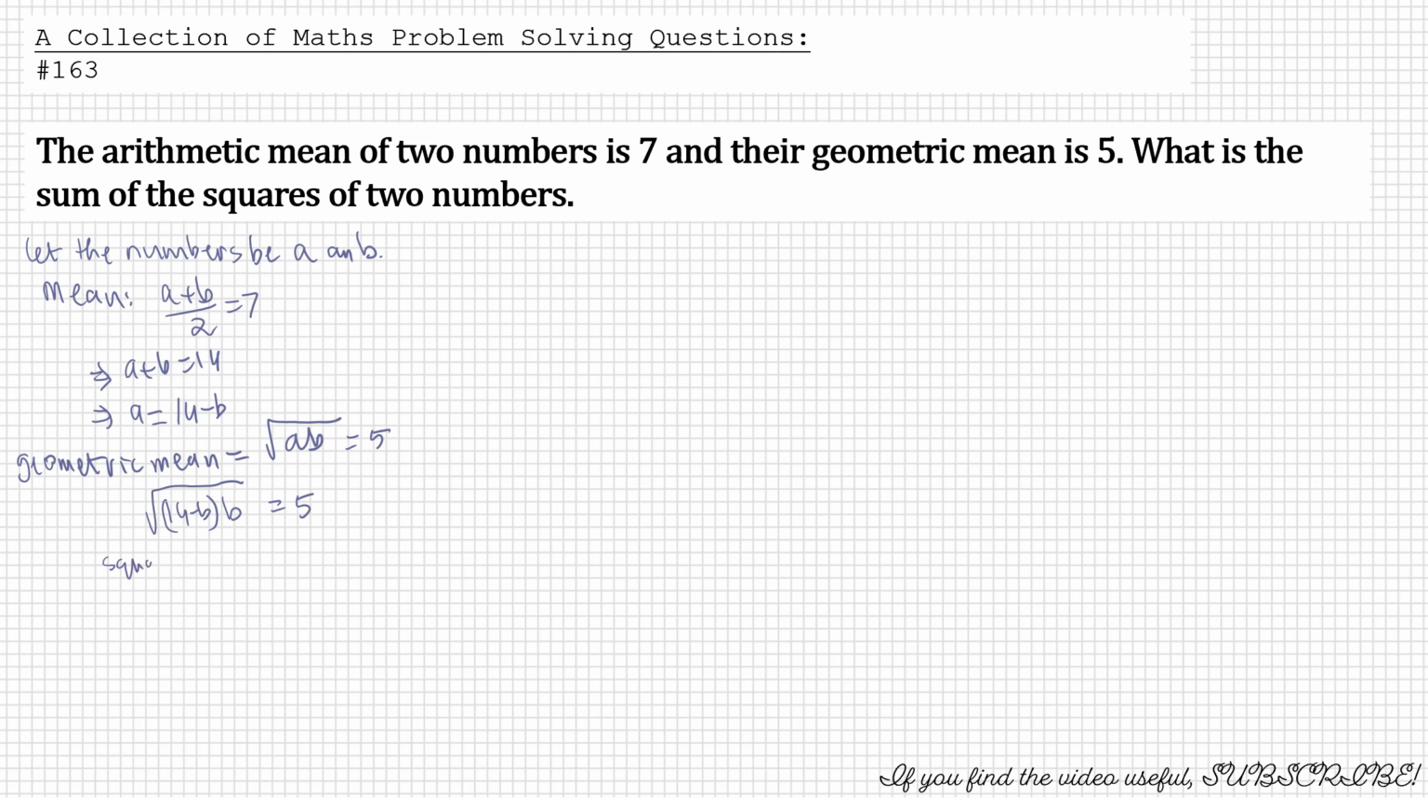Squaring both sides, you would get (14 minus b) times b is 25, without the square root. So that would give you 14b minus b squared is 25, and therefore, or that would imply, you can write it in a different way as b squared minus 14b plus 25 equals 0.